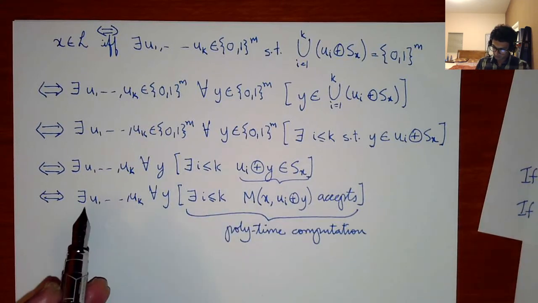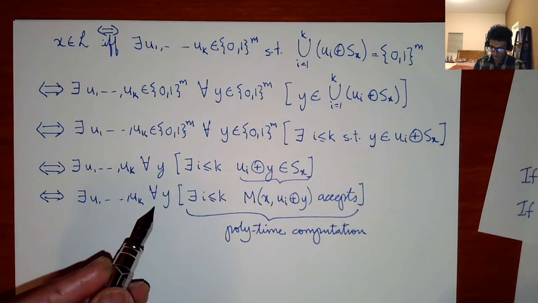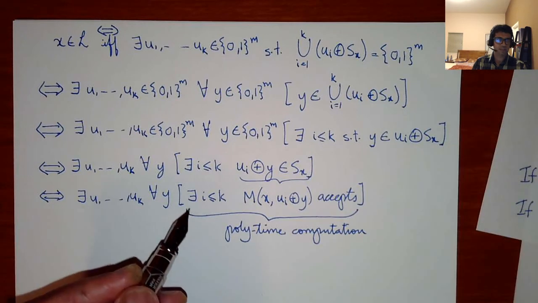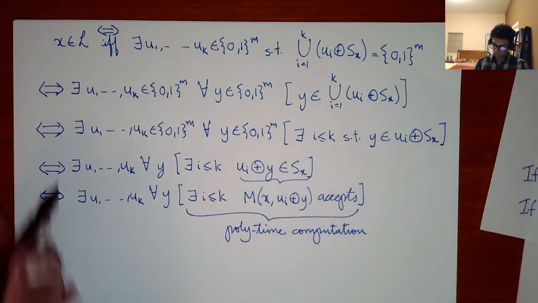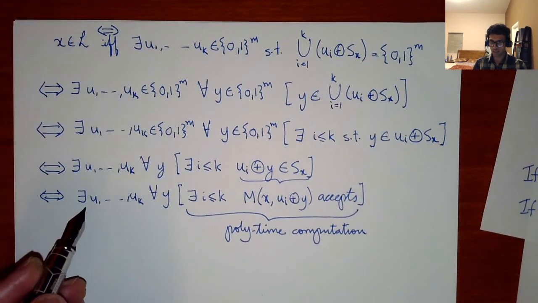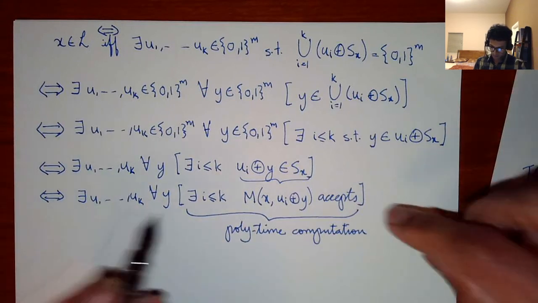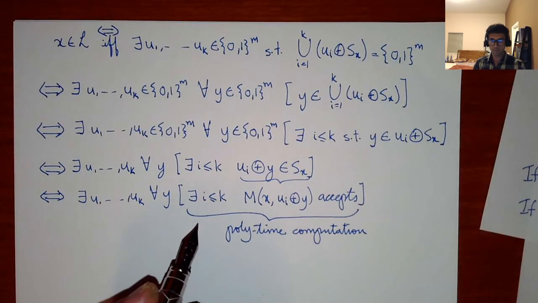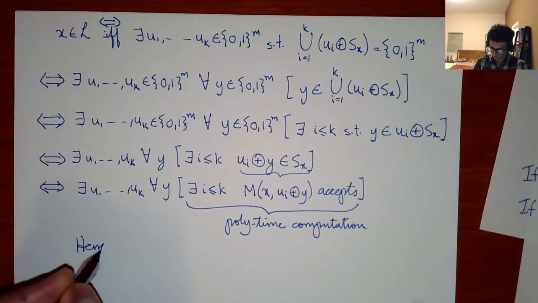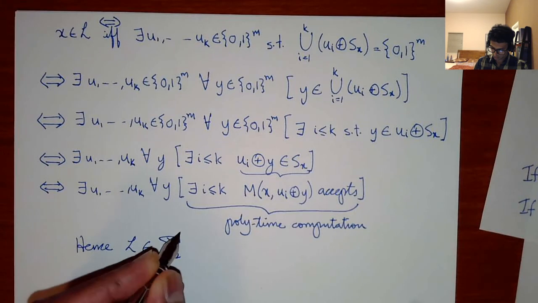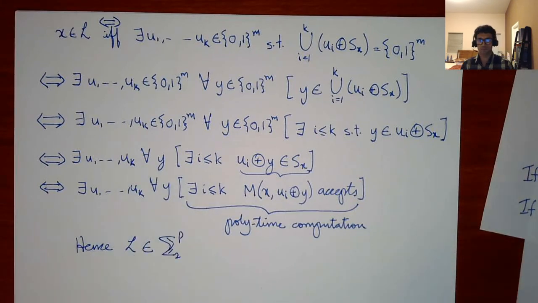So there exists U1 to UK such that for all Y, we can essentially run a polynomial time computation and determine acceptance or rejection. So X is in L if and only if there exists U1 to UK such that for all Y, there is a polynomial time computation that accepts. Hence, the language is in sigma 2. Any questions about this?